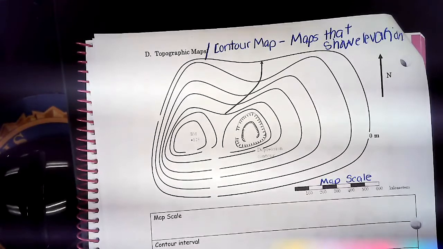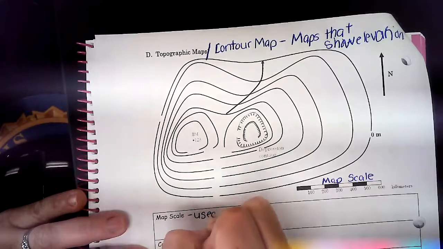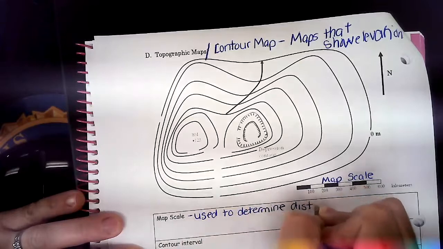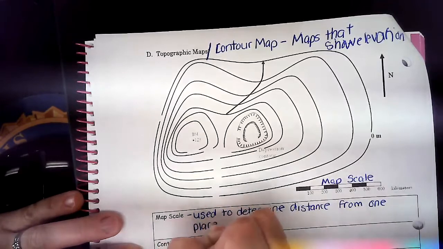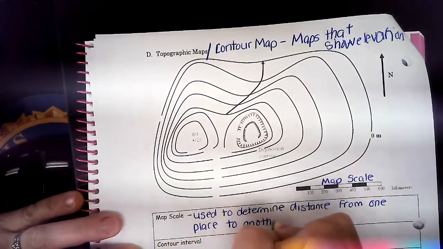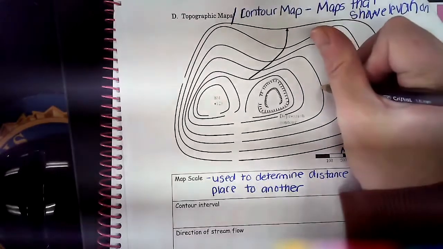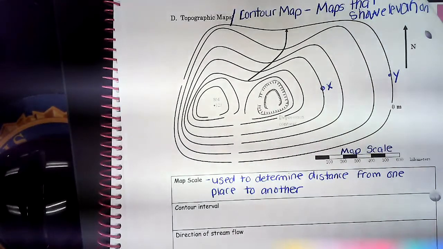So what do we use a map scale for? Yes, I couldn't put it better myself, Cynthia. A map scale is used to determine distance from one place to another. For example, and you don't have to add this, if I had X here and Y here, you would use the map scale to determine how far apart they are. Like if you had to walk from X to Y, how many kilometers would you be walking? So that's what a map scale is used for.